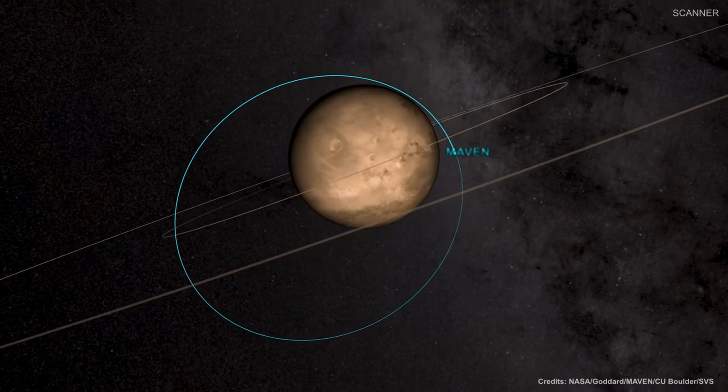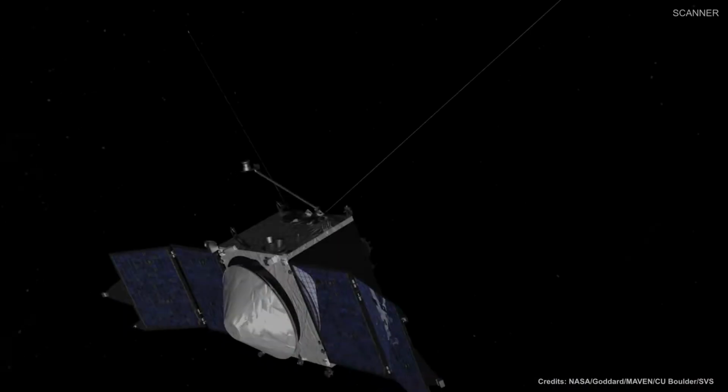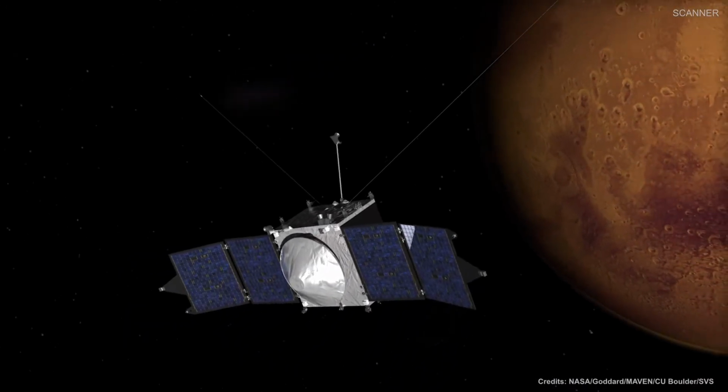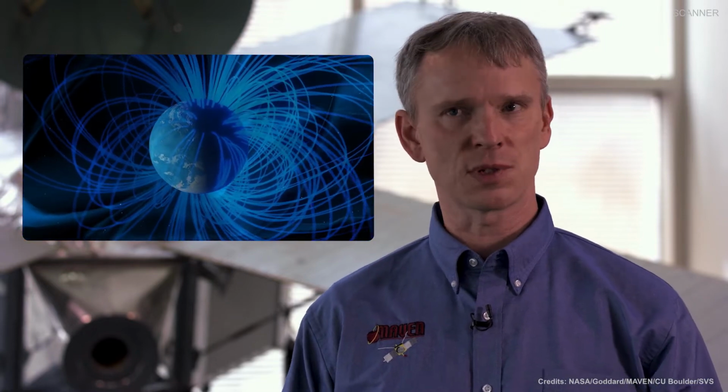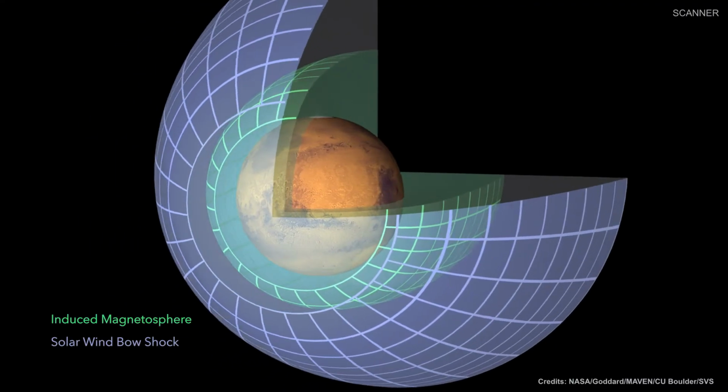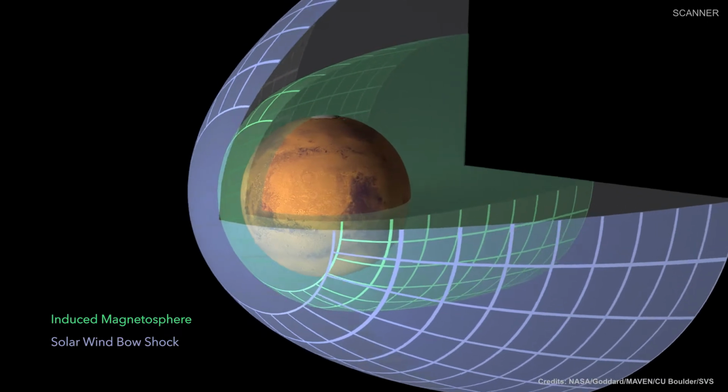One of the things we're trying to understand with MAVEN is whether a magnetic field for a planet is important for regulating the climate or allowing the planet to keep an atmosphere. Earth has a global dynamo magnetic field. Mars does not, but Mars has an induced magnetosphere. It has an induced magnetic field.